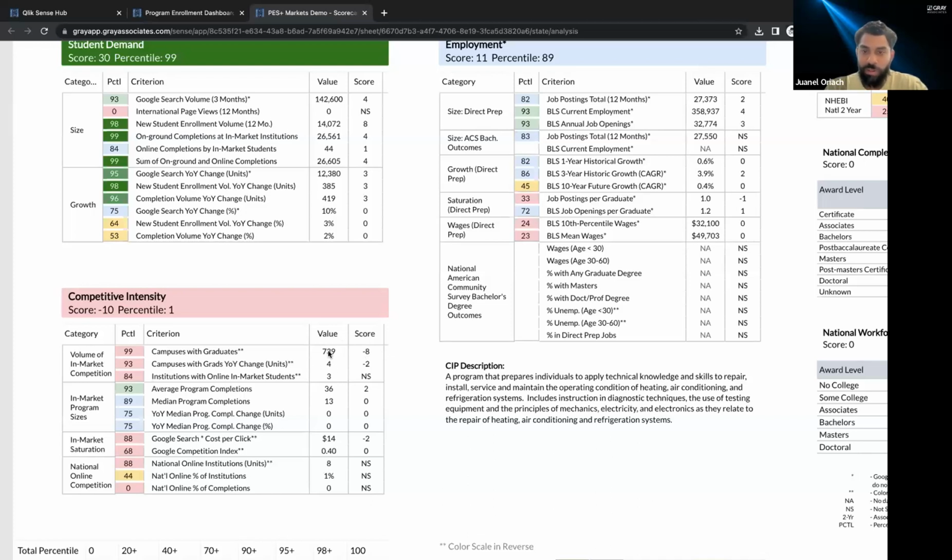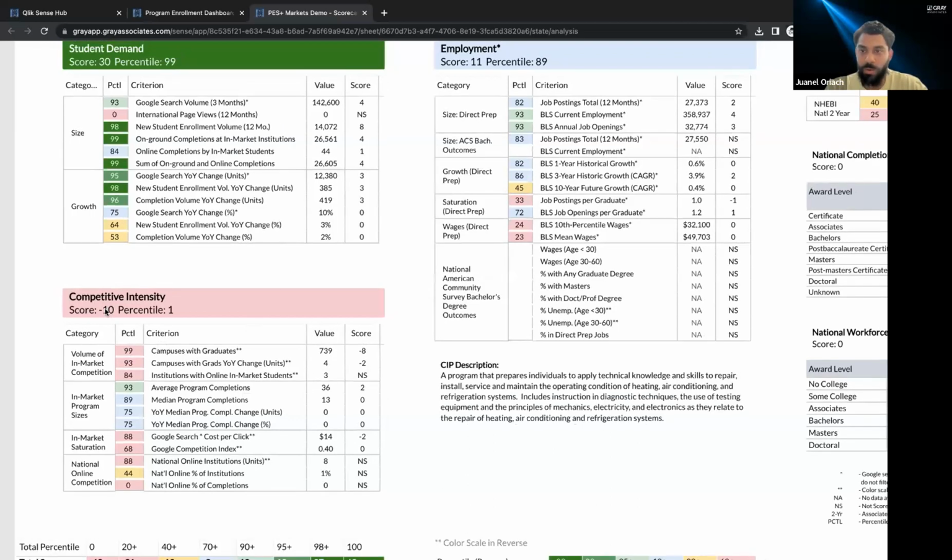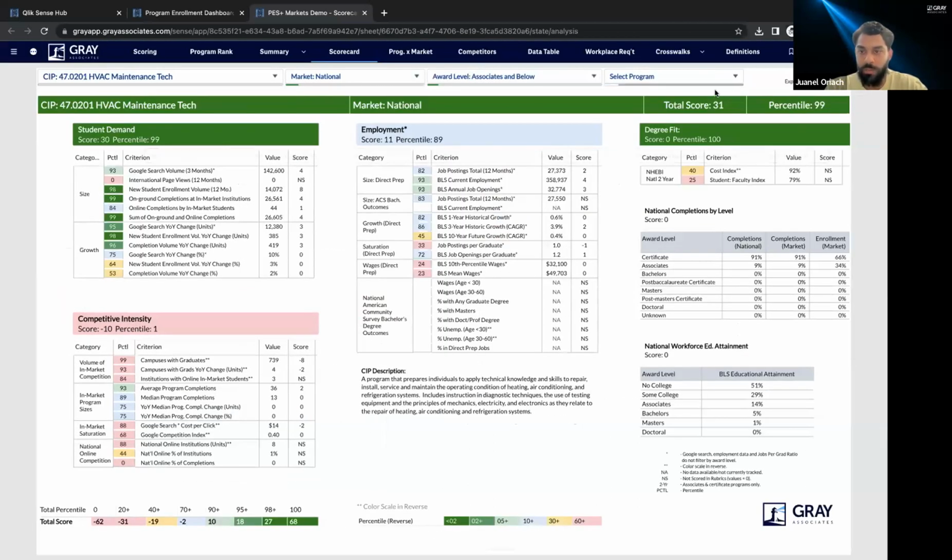We can't change the 739, but we can change the way the scoring rubric and the system interprets what should be triggered as a result of the position of this percentile. In this case, it's a -8, right? All these scores will be added up to give you the quadrant score, and all those quadrant scores will be added up to give you a total score, which would be compared to all other programs in the market.